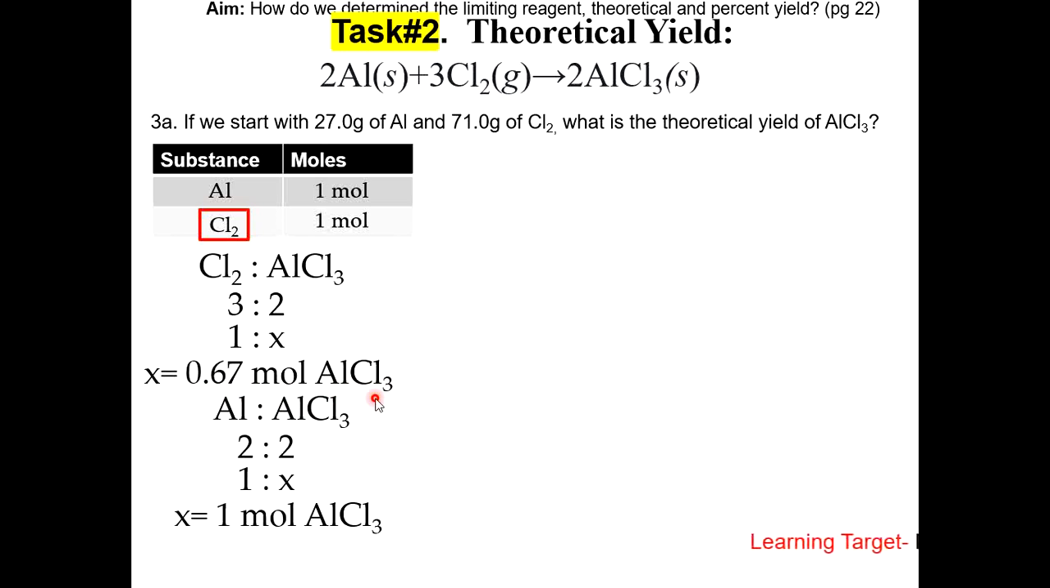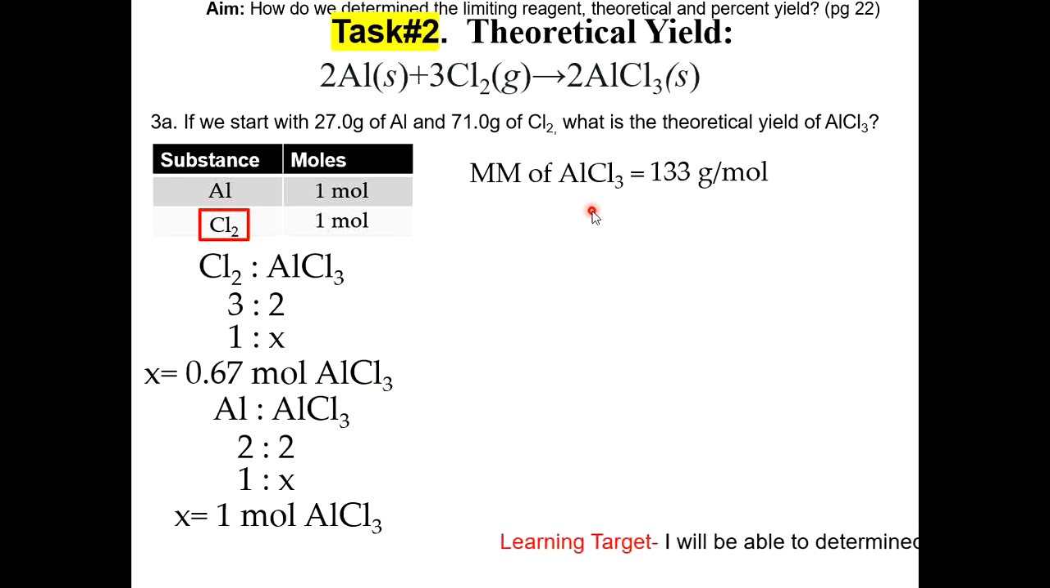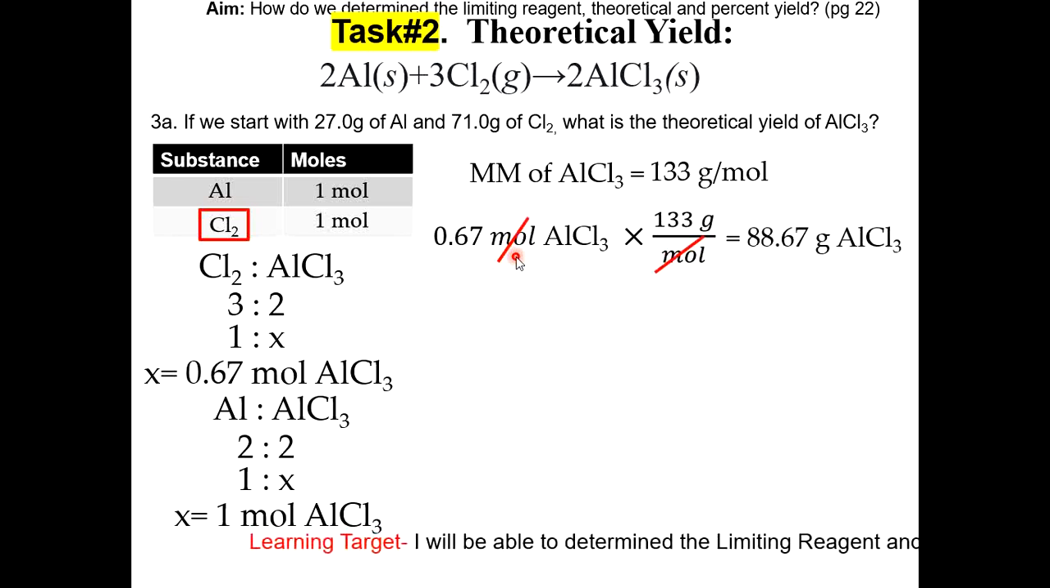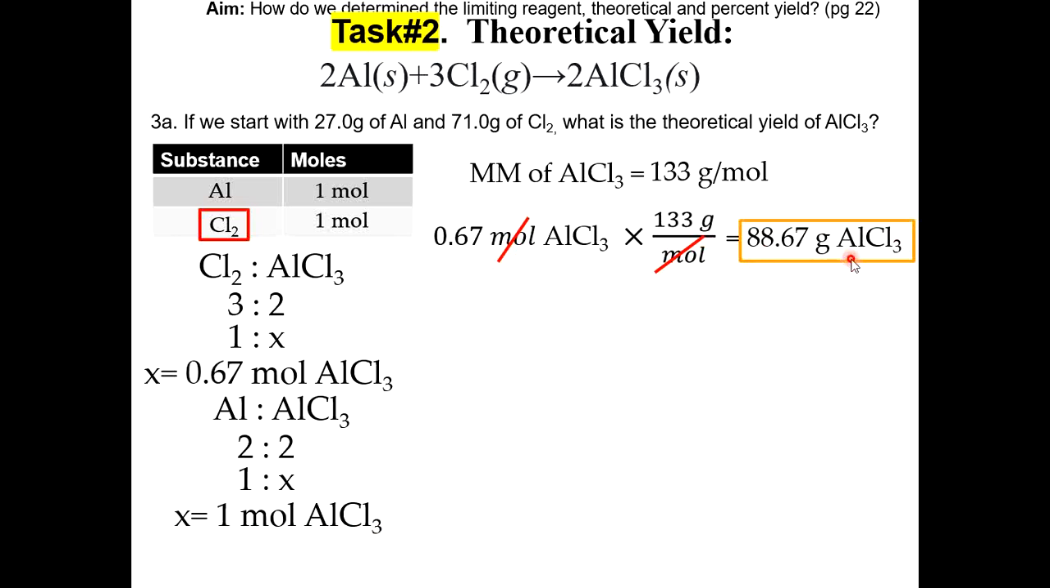Now we're going to convert it to mass. To do that, we multiply by the GFM, which is 133 for AlCl3. 0.67 mole times 133 gives us 88.67 grams of AlCl3. So this is the theoretical yield, or the max amount of product that can be produced from 27 grams of Al and 71 grams of Cl2.